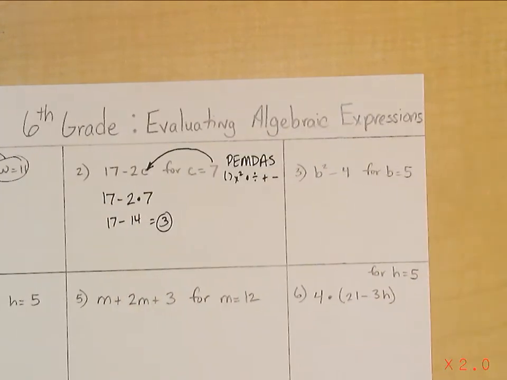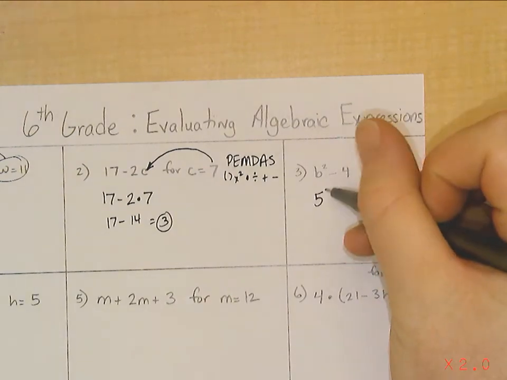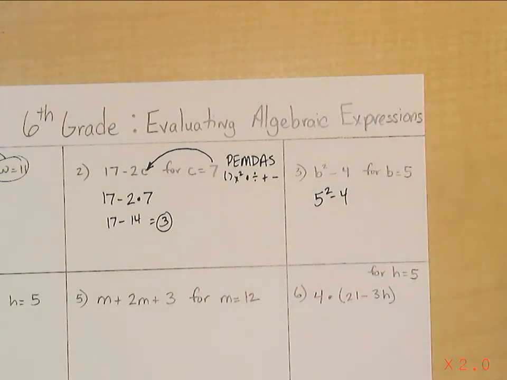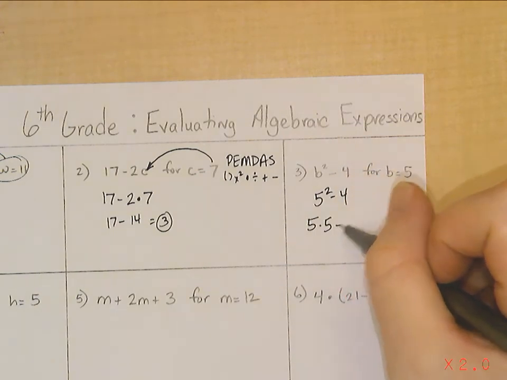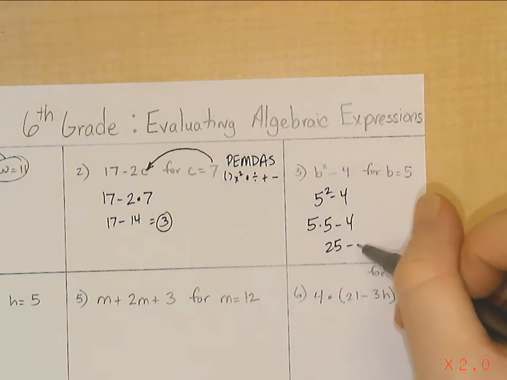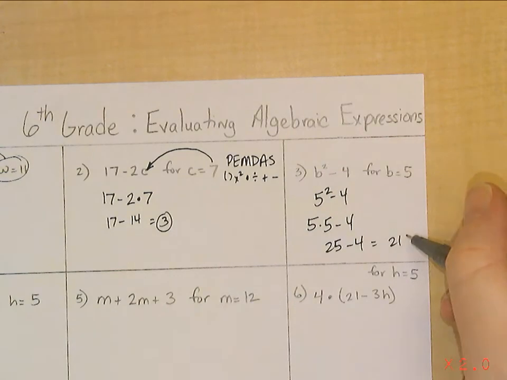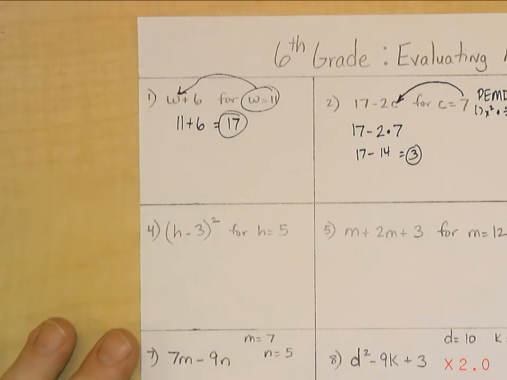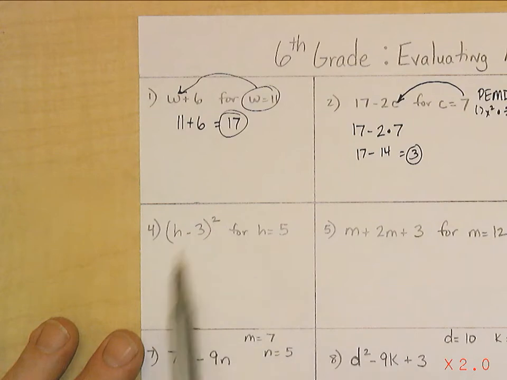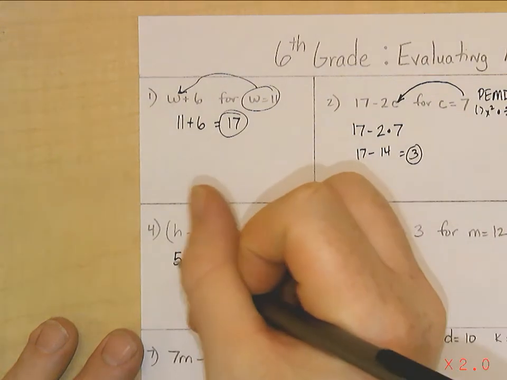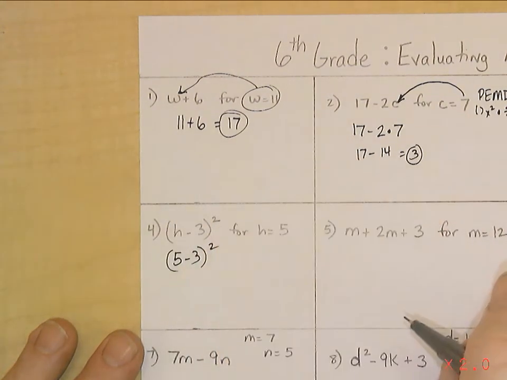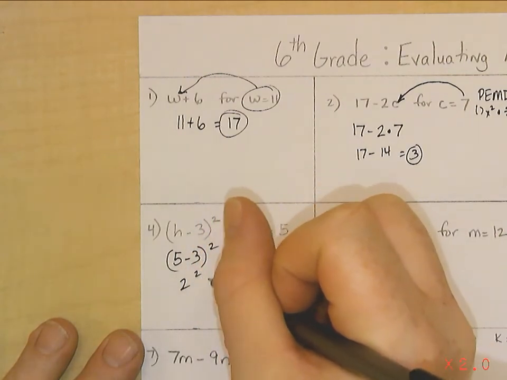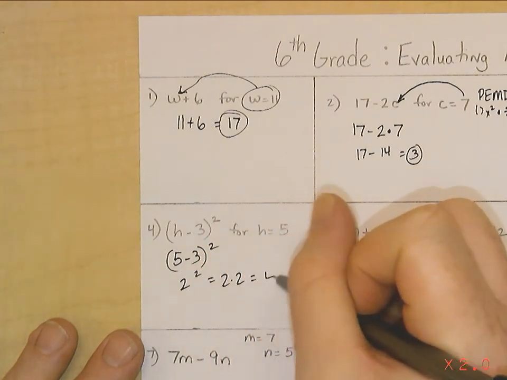Move on to number 3. B squared minus 4. B is 5, so this is 5 squared minus 4. 5 squared is 5 times 5. So that's going to be 25 minus 4 equals 21. Okay, moving on to number 4. H minus 3, and then that value will be squared. So 5 minus 3, that's 2. 2 squared equals 2 times 2, which is 4.